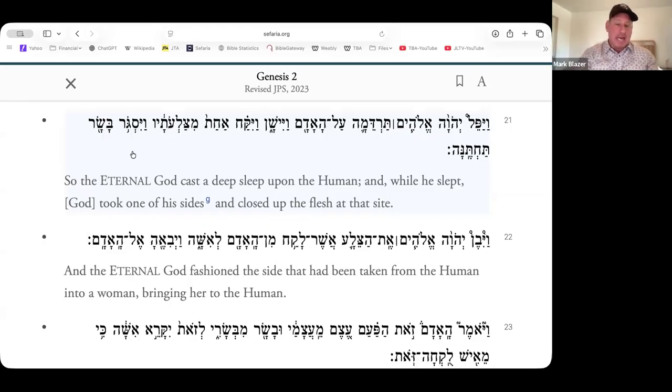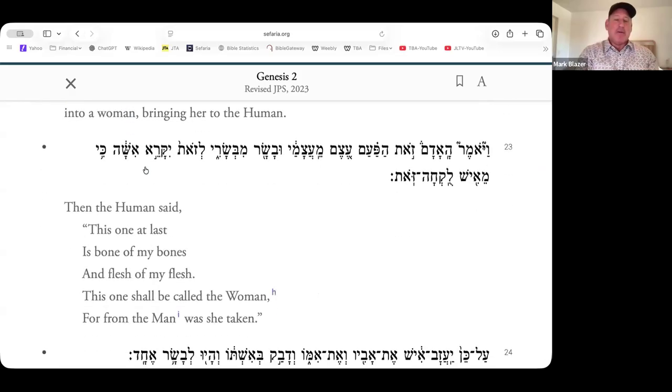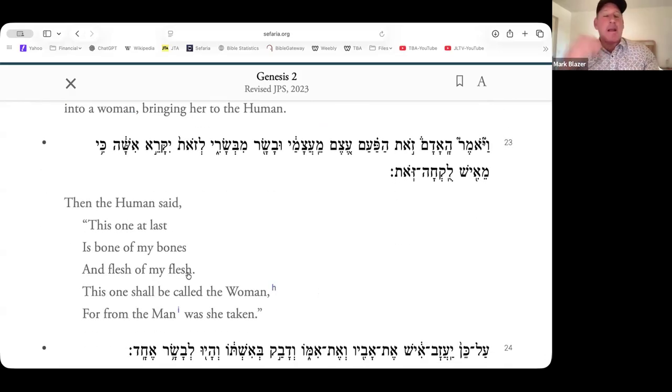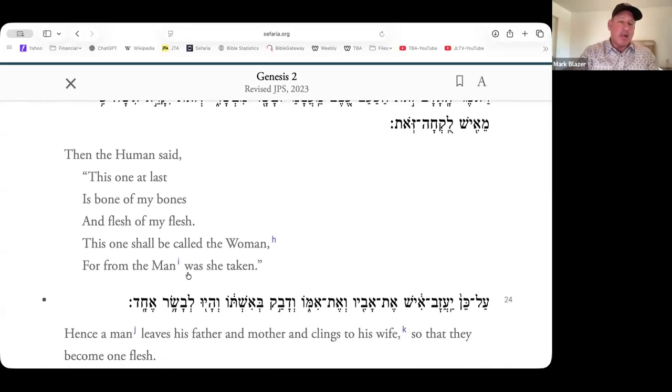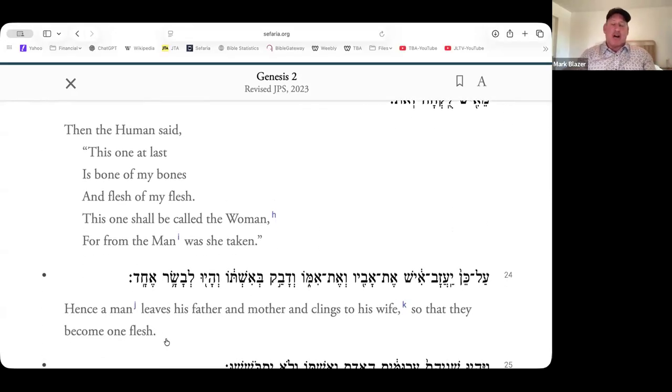Now this explains not why men are in charge of their women. We're going to get that, by the way, in the next story. But what we have here is an explanation for why a man wants to be with a woman, because it's a reunification of the original flesh. That's why a man leaves his father and mother.